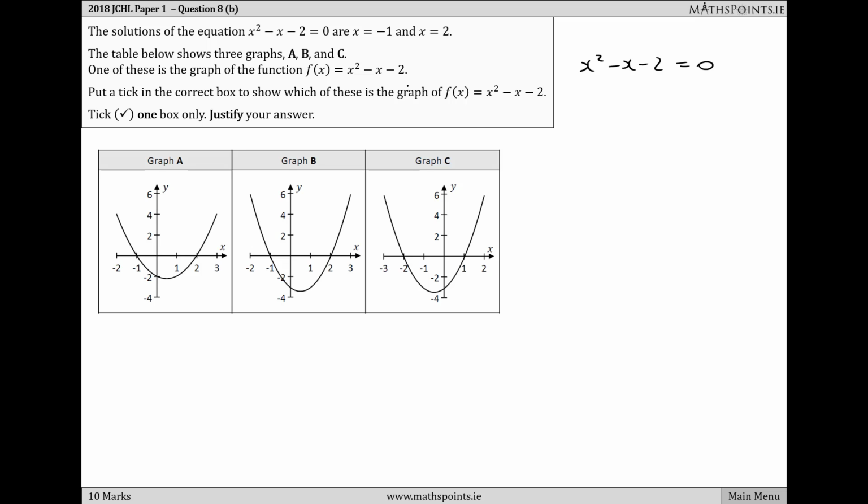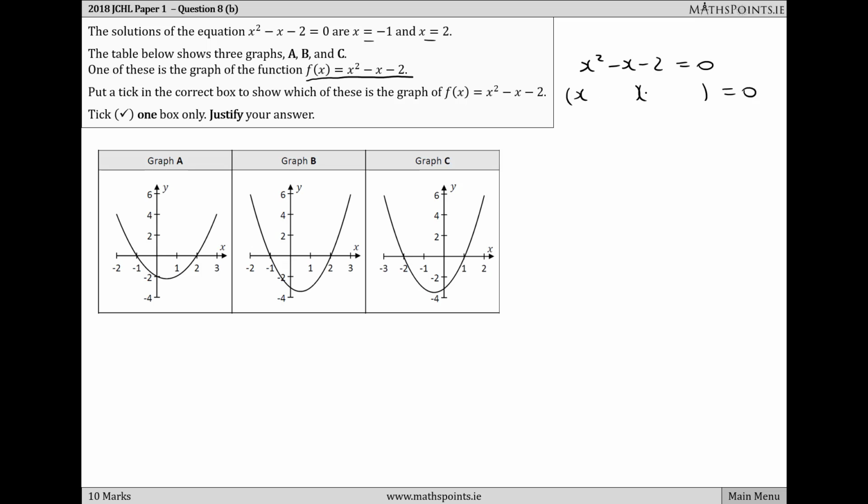Now, the first thing we might do before we explore which of the three graphs is represented by the function f of x equals x squared minus x minus 2 is just to solve this quadratic equation for ourselves. They did give us the solutions, but this is something that we could easily do for ourselves by factorizing the quadratic initially.